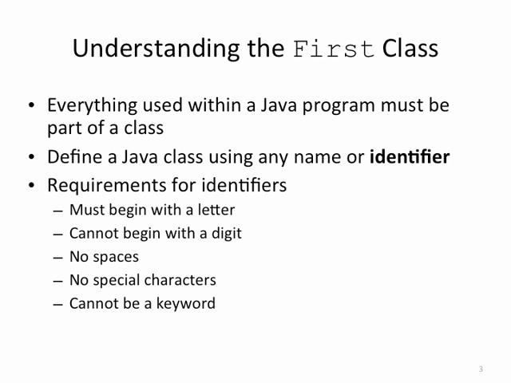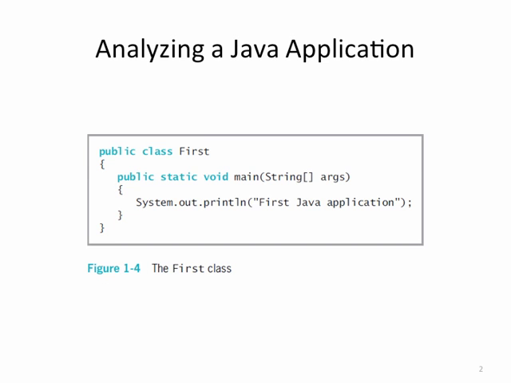So keeping in mind those rules for identifiers, let's go back just a minute and look at the first line, public class first. First follows the word class. That means it is the name of the class, and it is first, F-I-R-S-T. It starts with an uppercase letter, so it must start with a letter, and that's correct. And it doesn't have any spaces or any special characters, and it's not a reserved word. So that fits the requirements for naming identifiers. First is the name of this class.